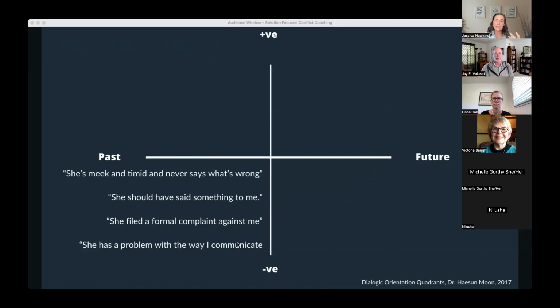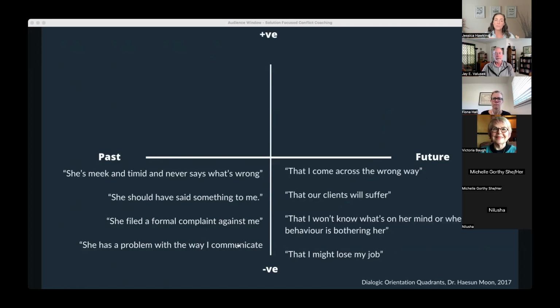So as I'm listening to him, I'm hearing him also talking about quadrant 4, so that fearful future. He's worried that he's going to come across the wrong way because he has been told that he's too emotionally reactive and he can be rude and disrespectful. He's worried that their clients, their patients are going to suffer. He's worried that he won't know what's on her mind because she doesn't speak up, and he won't know when her behavior is bothering her, and obviously that he might lose his job.